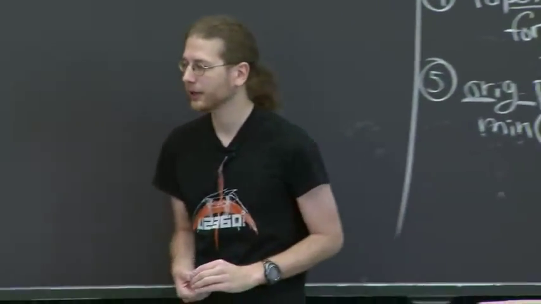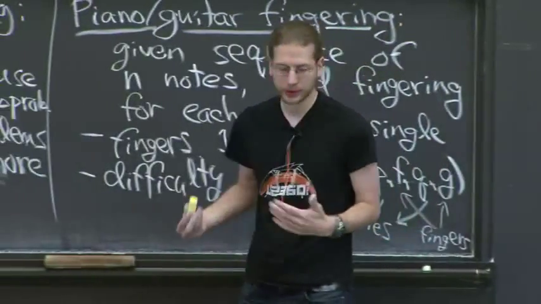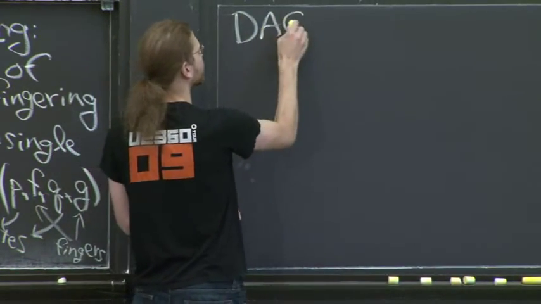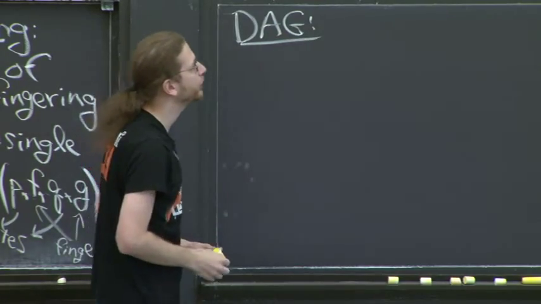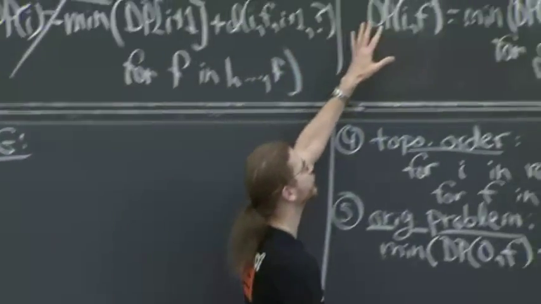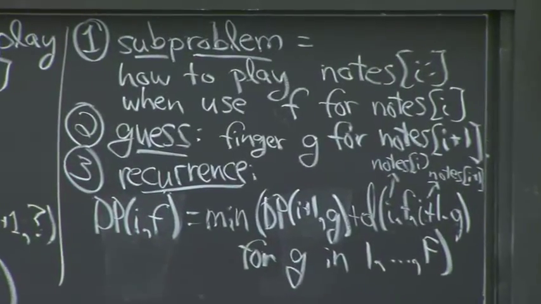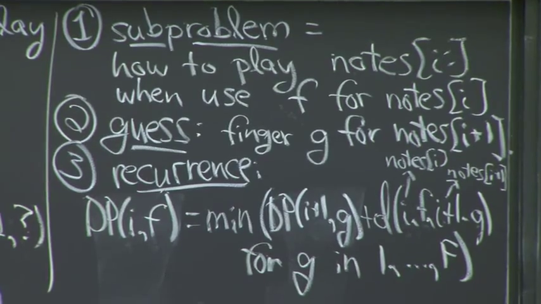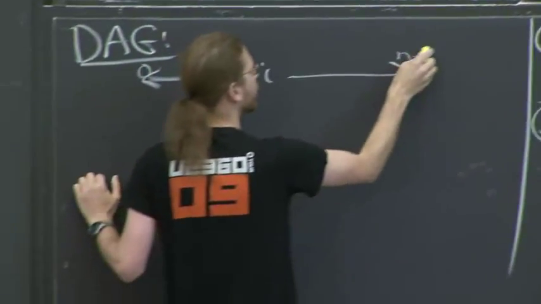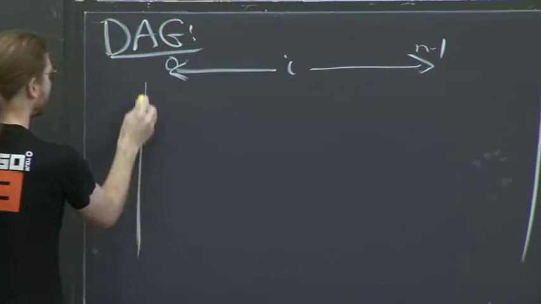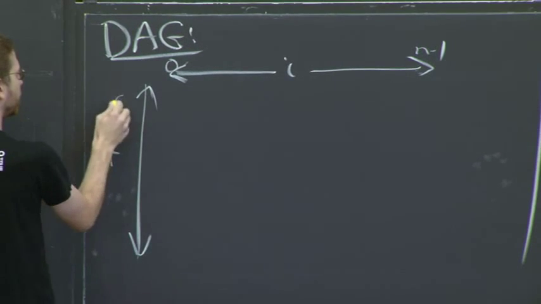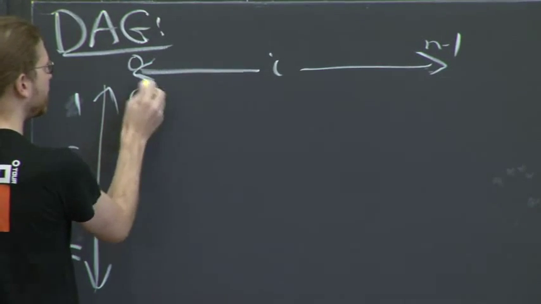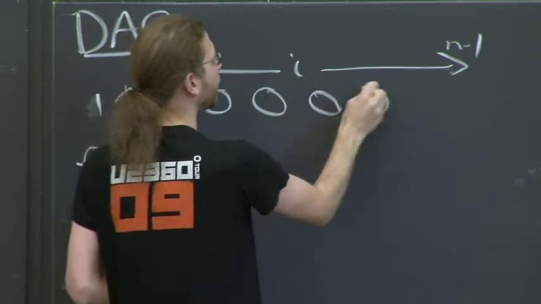That's the DP. Now, if this is not obvious or not clear, I think it's easier to think about it in the DAG form. So let's draw all the subproblems. We have here a sort of 2-dimensional matrix of subproblems. We have the different suffixes on the one hand. So this is i. Starts at 0, goes to n minus 1. And then in the other dimension, we have what finger to use, from 1 to f. And so in each of these positions, there's a node, there's a subproblem.